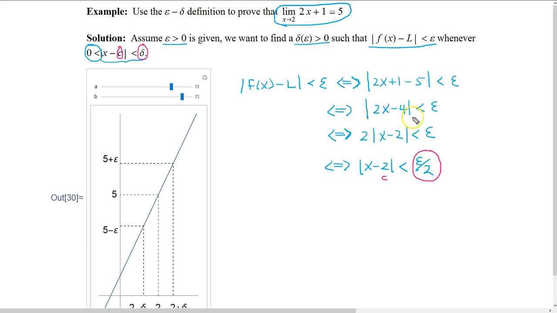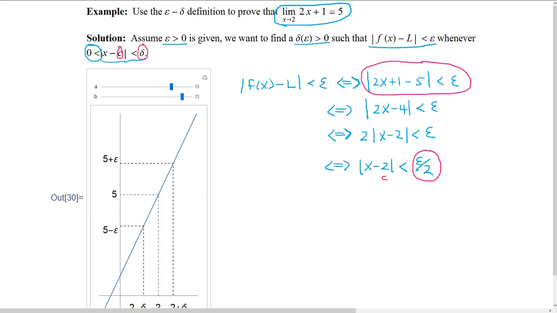We can work backwards like this. And so this statement right here will be true, and that is the same as saying |f(x) minus L| is less than epsilon. So as long as we pick x to be within epsilon over 2 units of the number 2, then f(x) will be within epsilon units of the number L. And we found our delta.